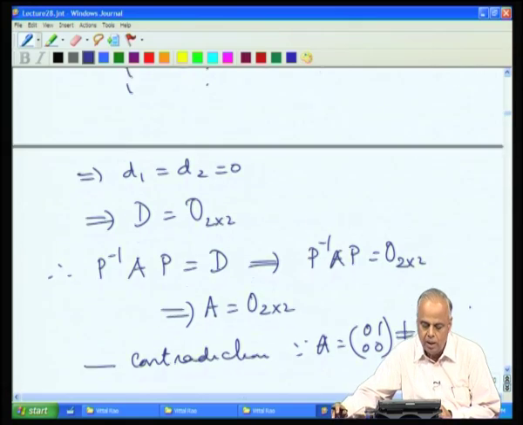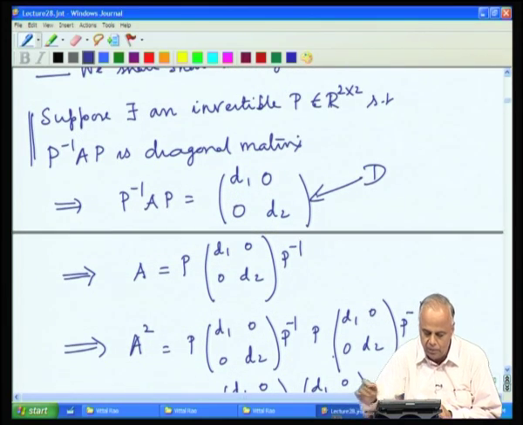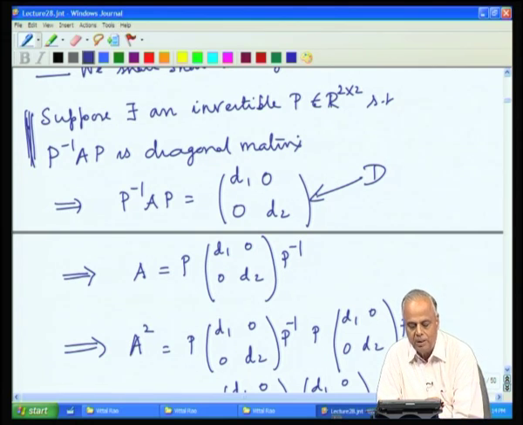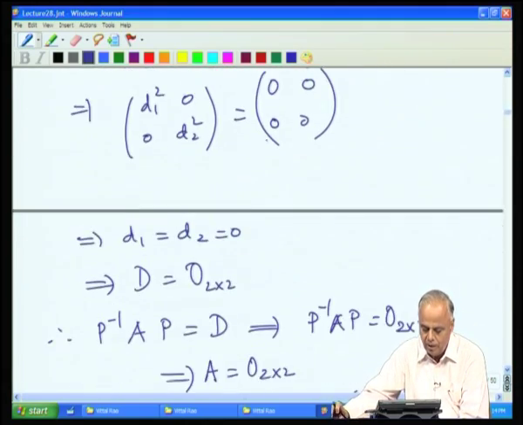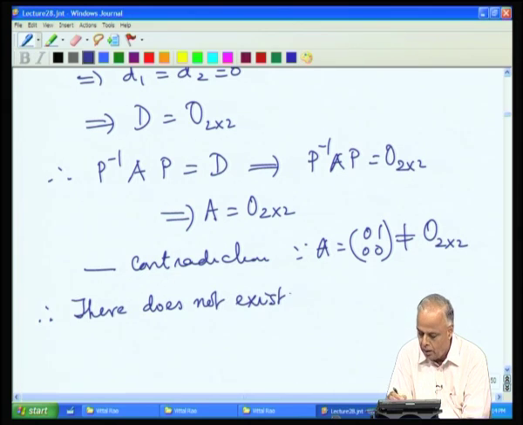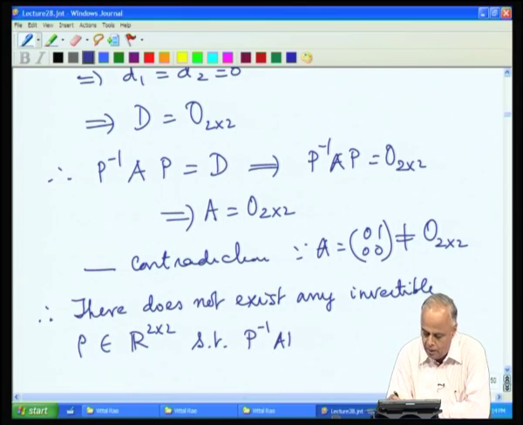And therefore, our assumption, that there exists an invertible P such that P inverse A P is diagonal, led us to a contradiction, and hence that assumption must be wrong. Therefore, there does not exist any invertible P in 2 by 2 real matrices such that P inverse A P is a diagonal matrix.